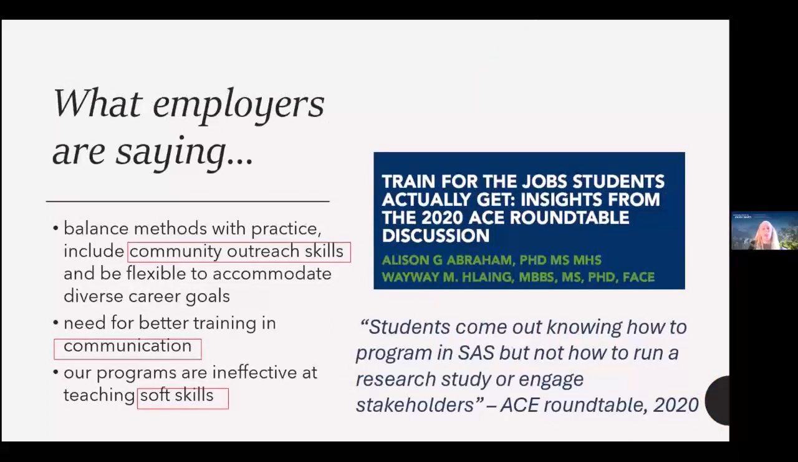Well, I'll give you a couple of sources for what I know about what employers want. I'm showing you a quote and then some takeaway points from a 2020 American College of Epidemiology roundtable that we did, where we brought employers together and just talked about the skills of the workforce and what employers saw as the gaps. Some of the skills that were mentioned from that roundtable include community outreach skills, communication skills, and soft skills. Employers had a common lament, I think, that we heard, and that is, hey, you're doing a great job training students to code in a statistical language or calculate an odds ratio, but you're not doing such a good job training them to do the practical day-to-day needs of a job in public health.